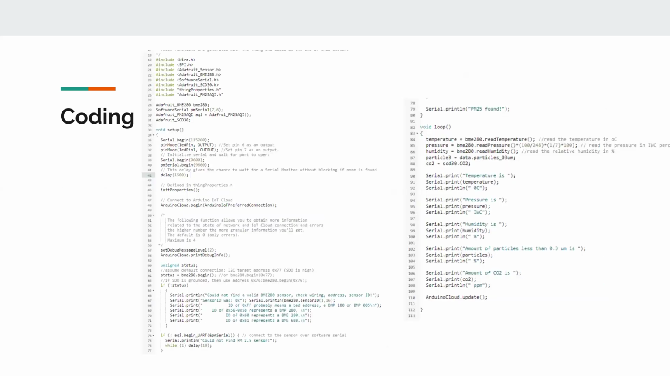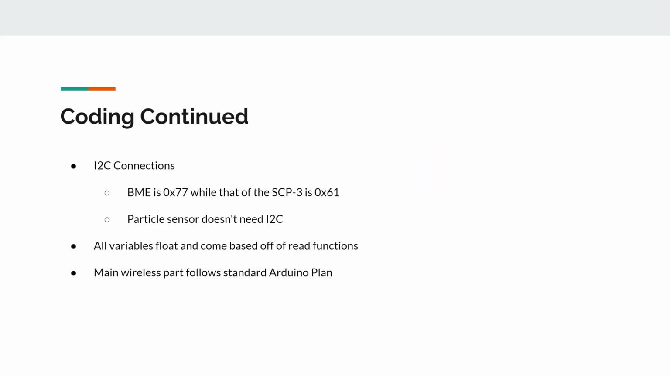Looking at our coding, just to get an overall sense of what our coding looks like, this is it. We'll describe the more key important parts in a second, but just so you understand and can see what we did, that's it.